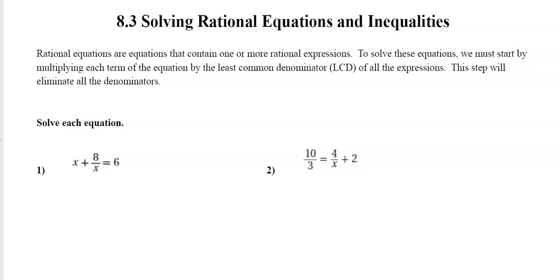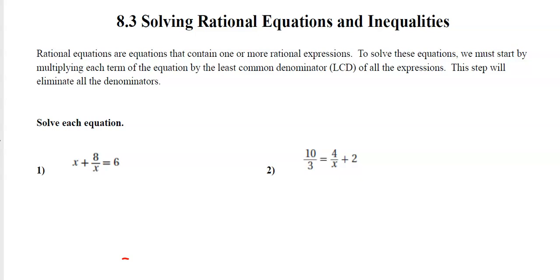All right, 8.3 is solving rational equations. Then we'll do a couple inequalities on the back side. So it's kind of similar to simplifying expressions. As a matter of fact, I think it's a little bit easier. But the big thing is, here in this first paragraph, rational equations contain one or more rational expressions.